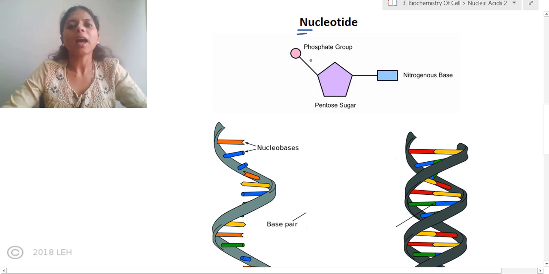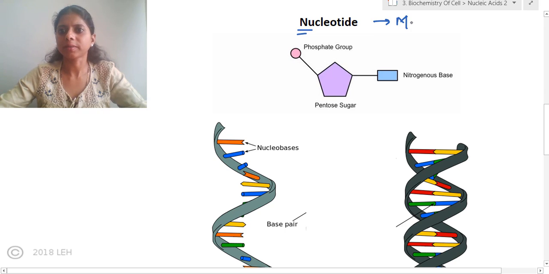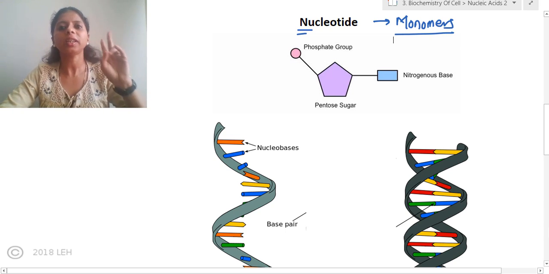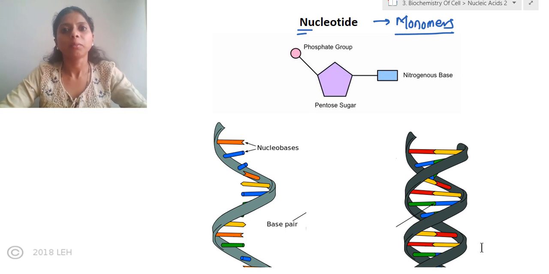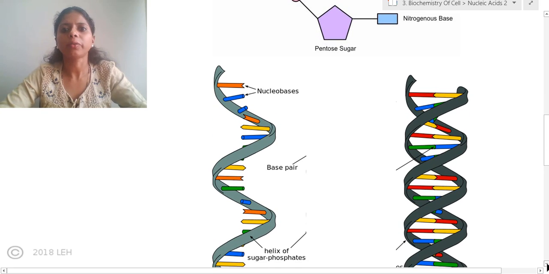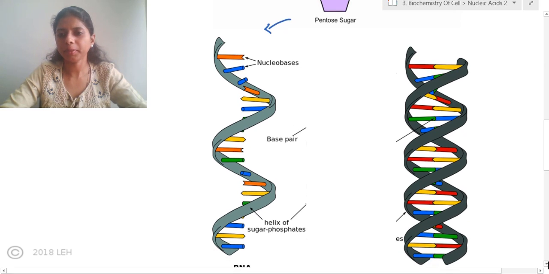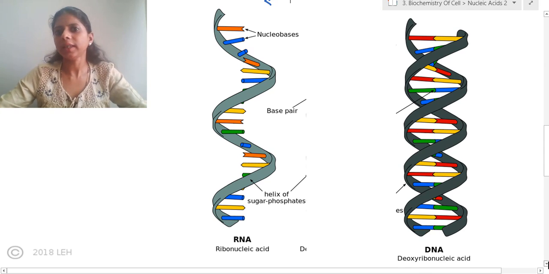Now these nucleotides are monomers of nucleic acids. These monomers give rise to two different types of nucleic acids. One type of nucleic acid is called RNA. This is the structure of RNA. Let me take the complete diagram. So one is RNA and another one is DNA.